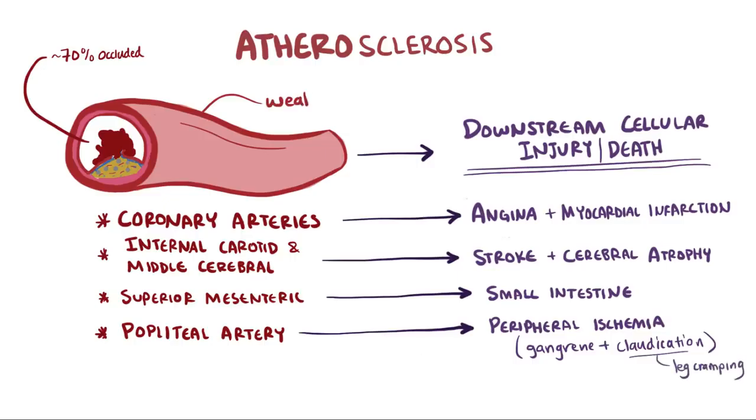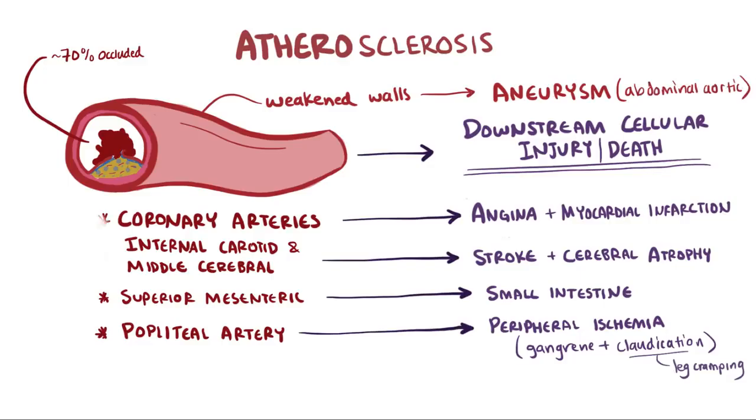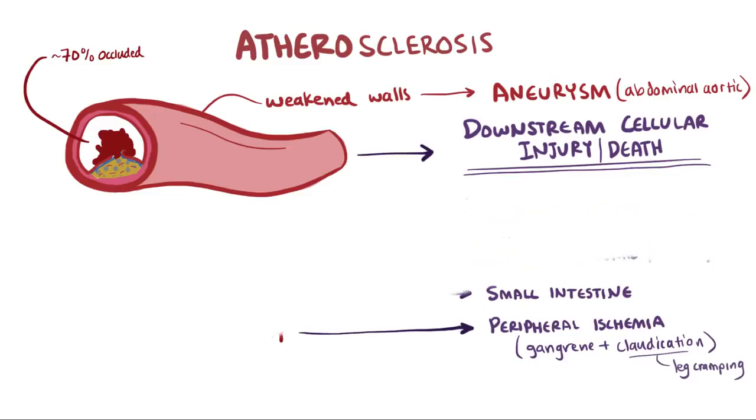Now, the building up of plaque also weakens the artery walls, which means it can lead to aneurysms, which explains why atherosclerosis is a main cause of abdominal aortic aneurysms. But the complications of atherosclerosis don't stop there.